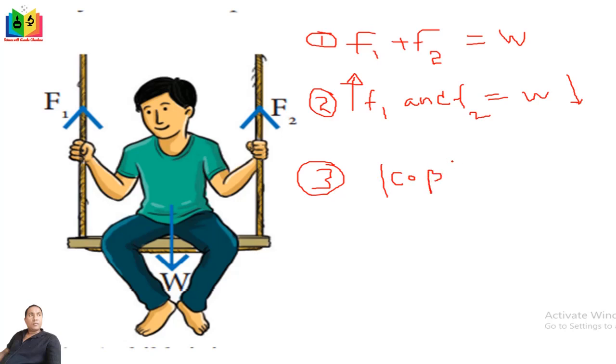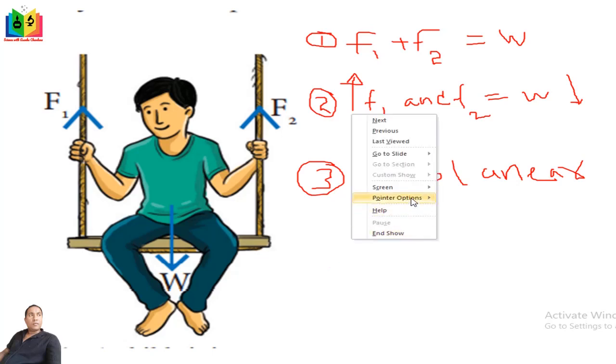What is coplanar? Three forces must be coplanar. Coplanar means acting on the same plane. Right, now we have learned the three conditions that should be satisfied for an object to be in equilibrium under three parallel forces. Firstly, these three forces must be coplanar. Also, the sum of the two forces, that is the resultant of the two forces, must be equal to the third force. Third, the direction of the two forces should be opposite to the direction of the one force, right?